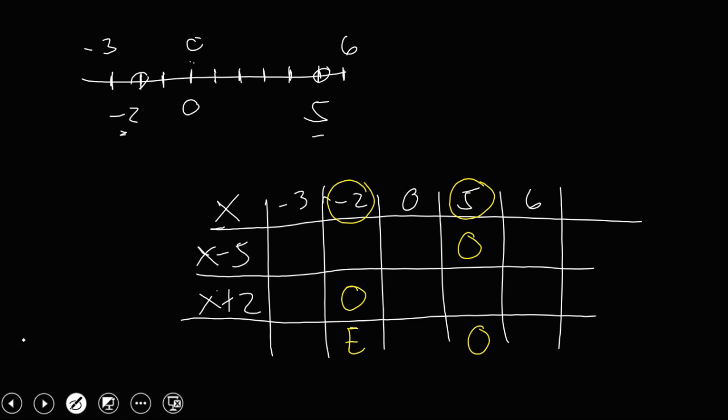And for the test numbers, if x equals negative 3, negative 3 minus 5, that's negative 8. Negative 3 plus 2, that's negative 1. And negative divided by negative, the same sign, that's positive. So if x equals 0, we have negative 5 over positive 2. So this one is negative. And if x equals 6, we have positive 1 over positive 8. And this one is positive.